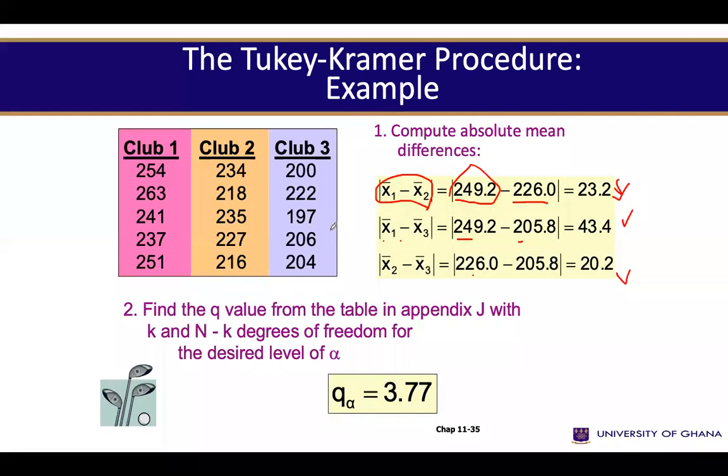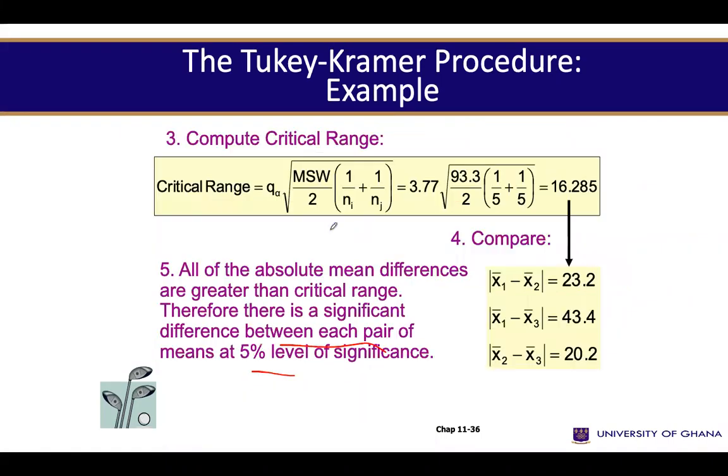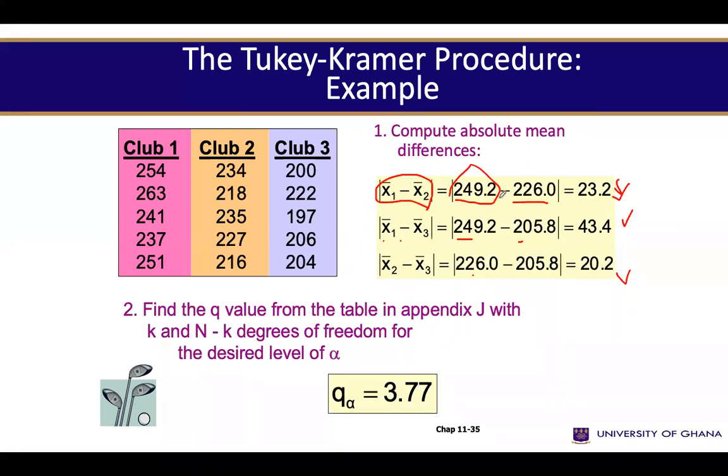So it is based on the critical range that would help us to do the other things that we want to do. Now, the critical range formula is giving us the MSW divided by 2, 1 over Ni, and then 1 over Nj, right? For each pairwise comparison, you are going to calculate a critical range. Between club 1 and club 2, you will calculate the critical range. Between club 1 and club 3, you will calculate a critical range. Between club 2 and club 3, you will calculate a critical range.